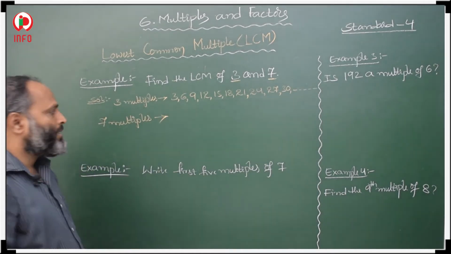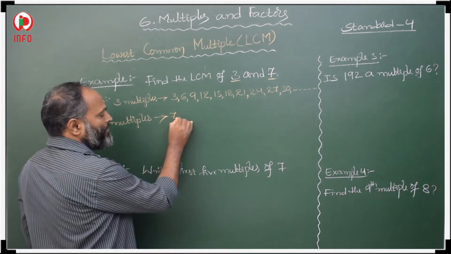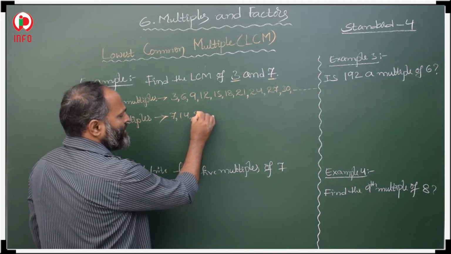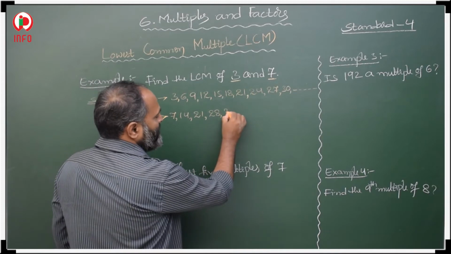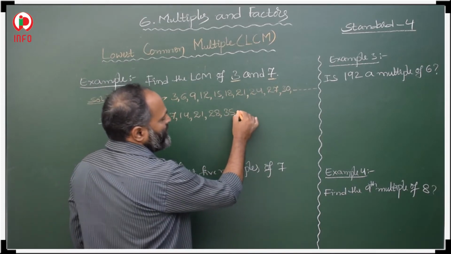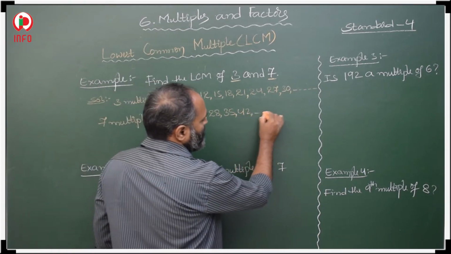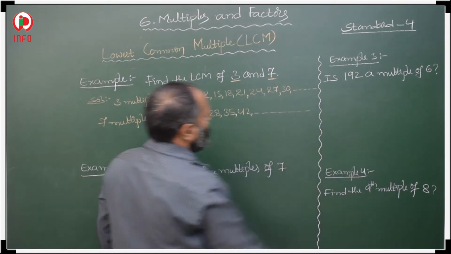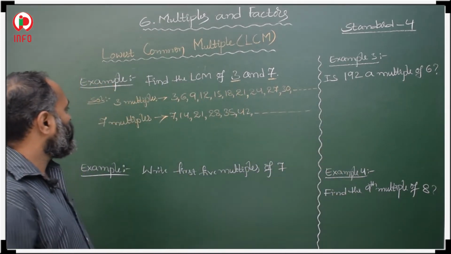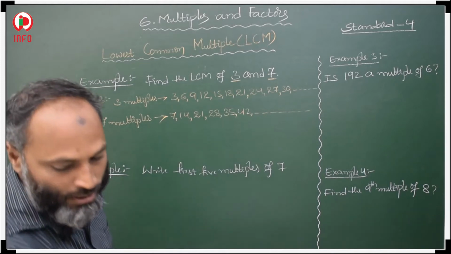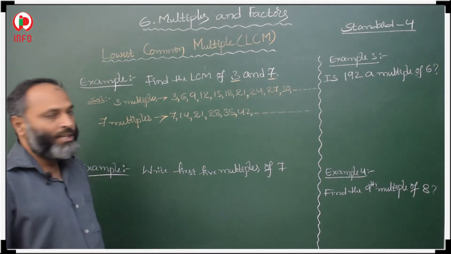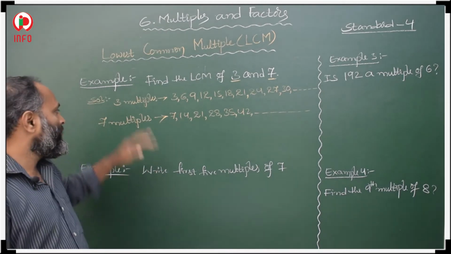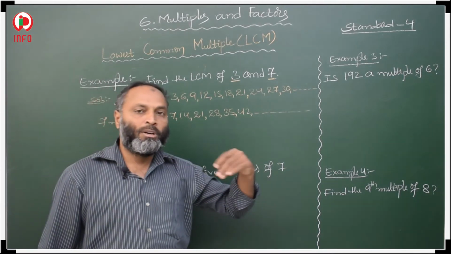7 ones are 7, 7 twos are 14, 7 threes are 21, 7 fours are 28, 7 fives are 35, 7 sixes are 42, and so on. So we have the multiples of 3 and the multiples of 7. After that, how to find the LCM, least common multiple? In these two lists, first we have to find the common multiples.